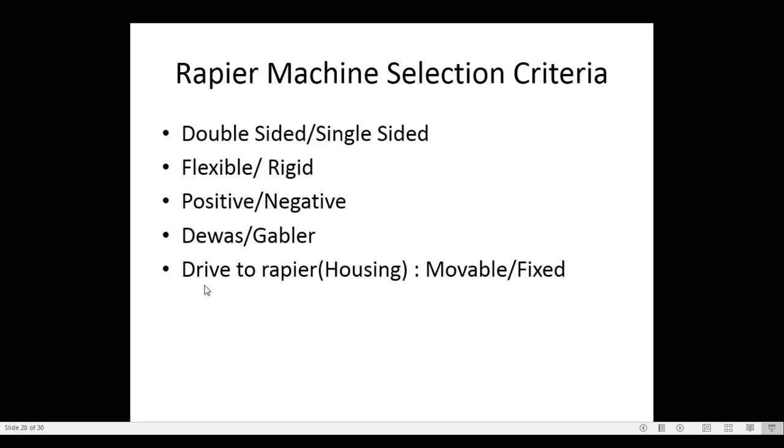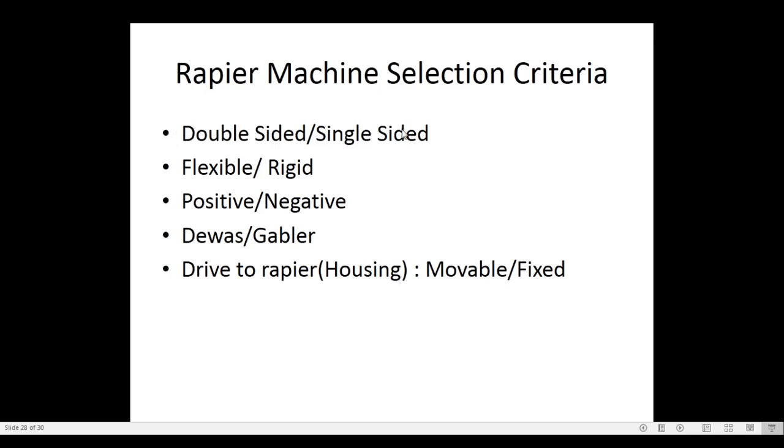And last is the drive to the rapier, to the rapier's left hand and right hand. The drive is going from the drive housing. So that housing is movable or fixed to the machine. That we have to see.